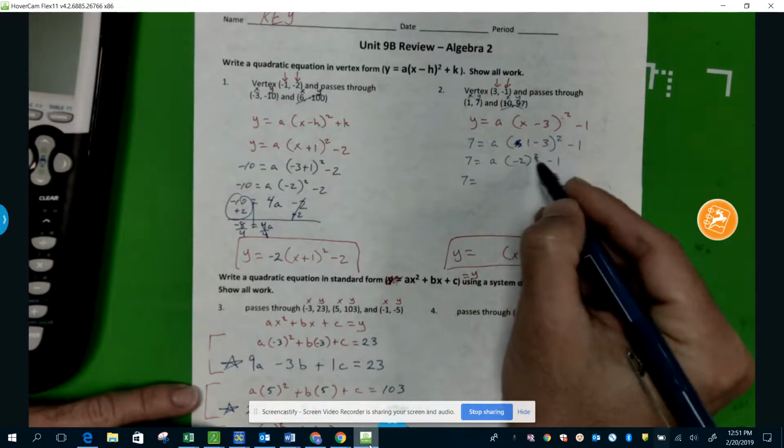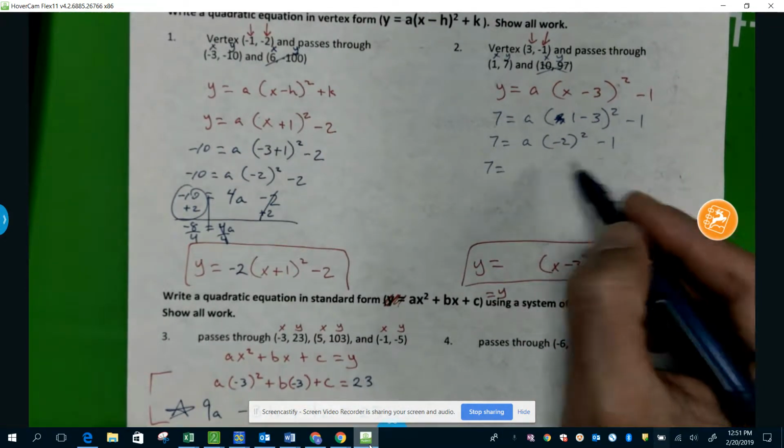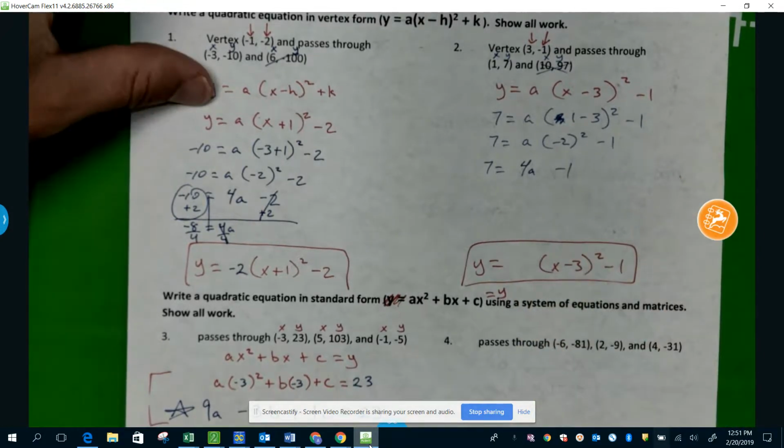All right, so negative 2 squared is positive 4. Negative 2 times negative 2, positive 4. So I don't want to write a4, I write 4a. And then minus 1 at the end.